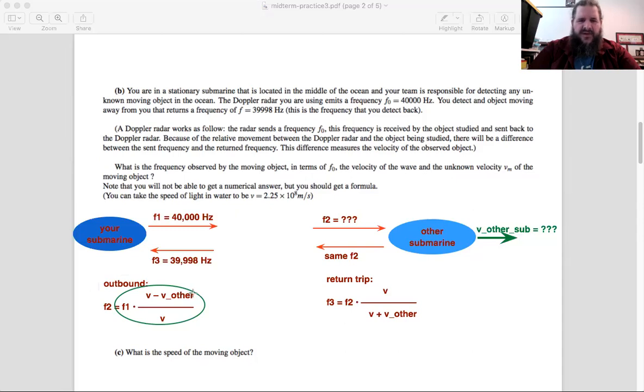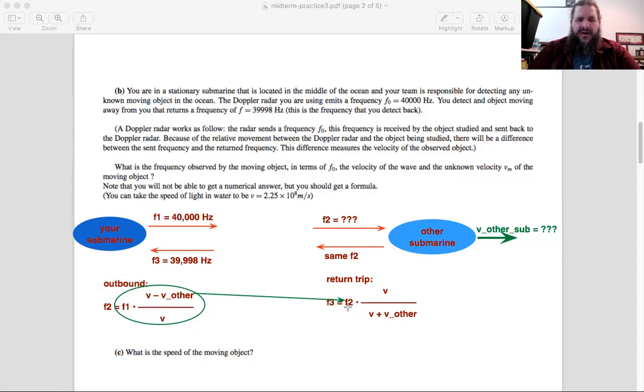Yeah, we can plug this into the other one. You can treat this as a system of equations because we know F1, we know F3, and we know the speed of sound in the material, or light in the material. We only have two unknowns, V other submarine and F2. So you can treat this as a system of two equations, two unknowns, and it's not linear. So the usual elimination method doesn't work, but substitution definitely works.